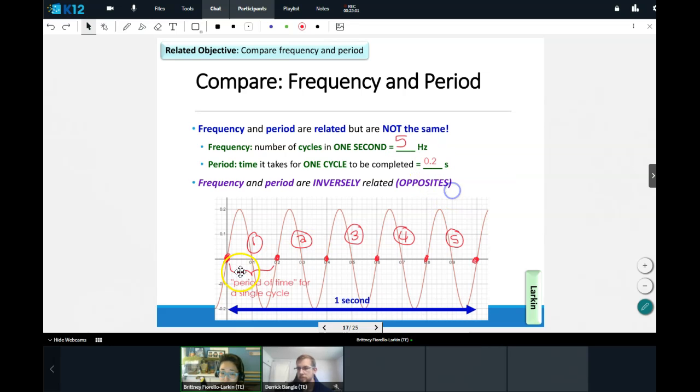Now, the interesting thing about this is 0.2 seconds, if you write that as a fraction, that's actually the same as saying 1 divided by 5 seconds, which should make sense because it's taking this 1 second and dividing it by the 5 waves that are here, right? So 1 second divided by the 5 waves would mean that I would end up with 0.2 seconds. So what that means is that frequency and period are actually opposites of each other. They're inversely related, right? So if there are 5 waves in 1 second, then in order to do 1 wave, that's going to be 1/5 of a second, or 0.2 seconds, just like we just identified.